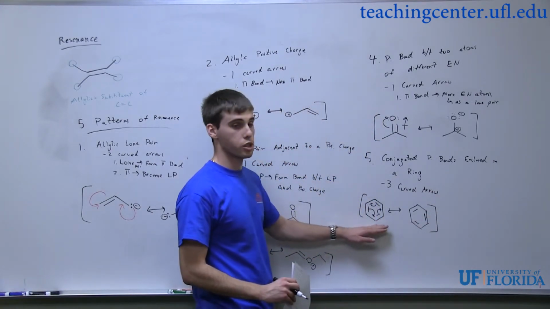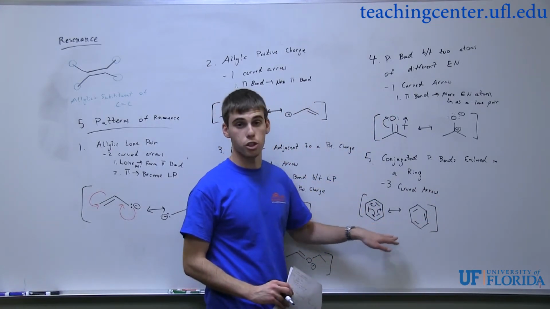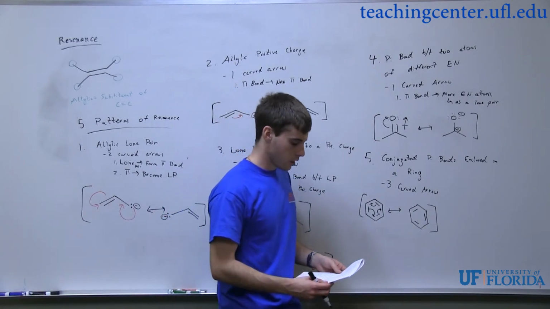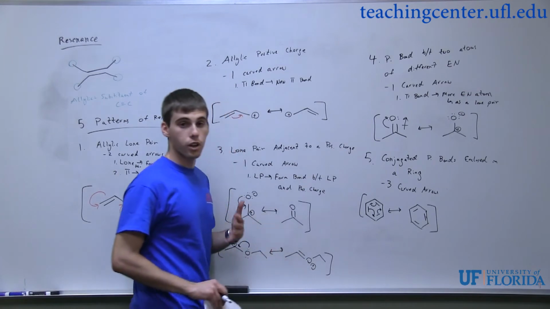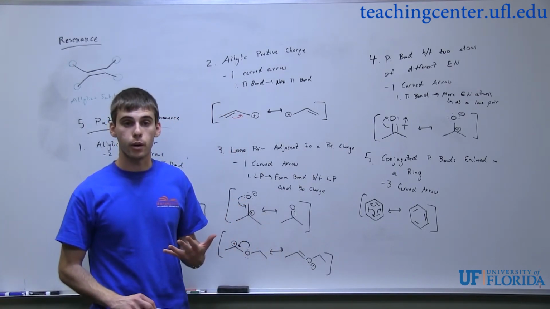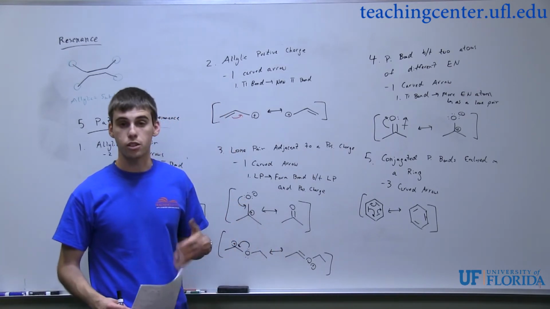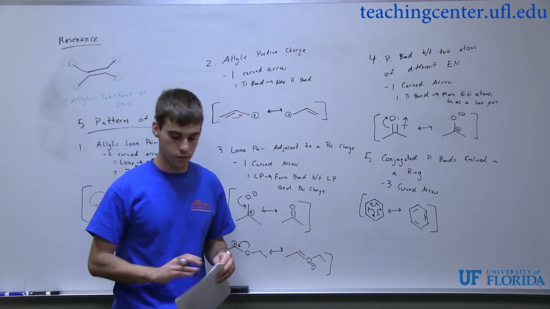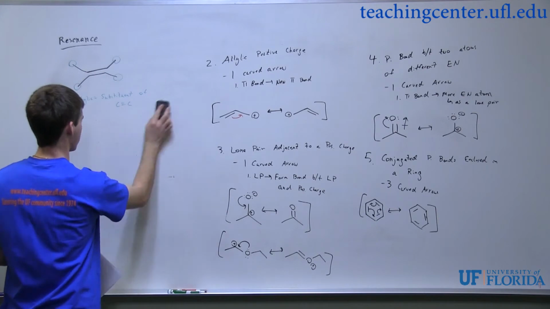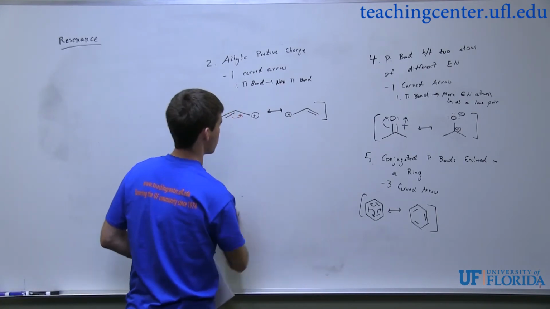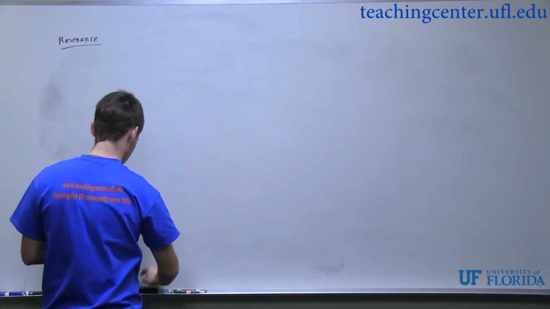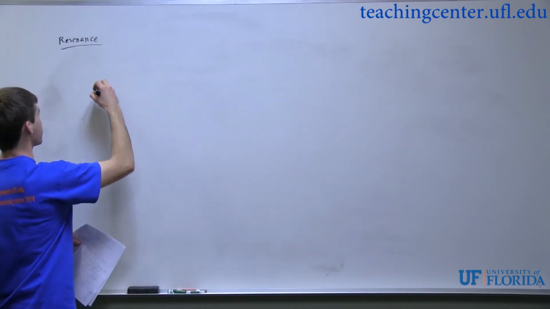So this is an extremely stable molecule, and the reason why is because there's so much resonance. And remember, resonance is a stabilizing factor. Okay, so now that we've talked about the patterns, we're going to talk about the factors that make a resonance structure better or worse. So, best resonance structures.